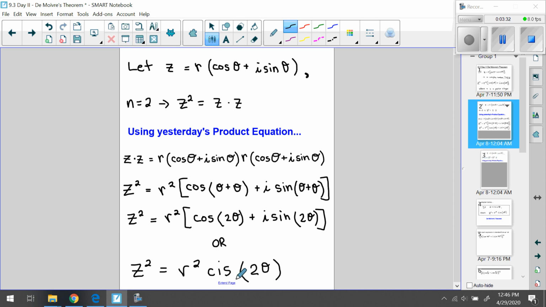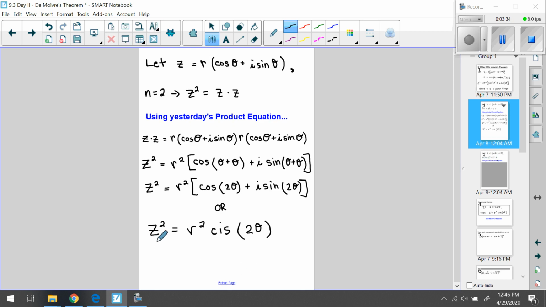Again, in simpler terms, if you wanted to look at it in cis notation, we would say z squared equals r squared times cis 2 theta. Okay, so whatever the power is, that becomes the new power for r. And then whatever that power is here becomes the coefficient that we multiply theta by when you're finding the cosine or i sine of that angle.